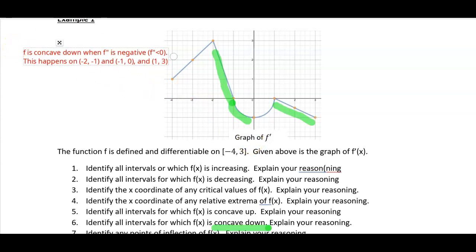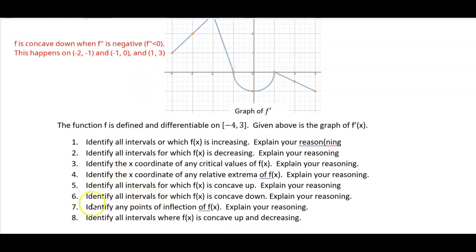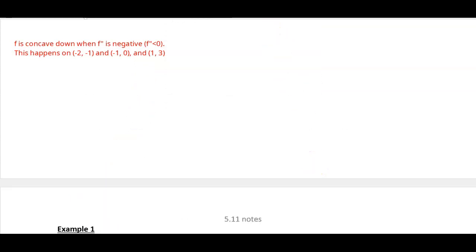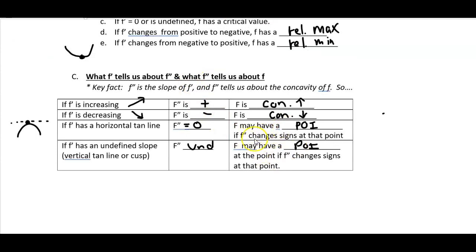Now, our next question is asking us to find the points of inflection. Points of inflection. So coming back up here to our notes, points of inflection happen at horizontal tangent lines and cusps. But more importantly, it's happening anytime f double prime is changing signs. And that's happening anytime f prime changes its slope.